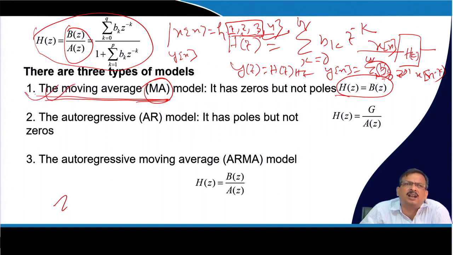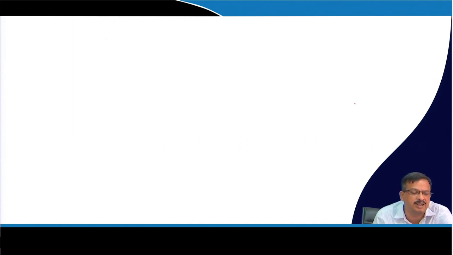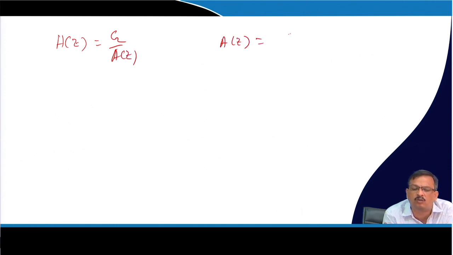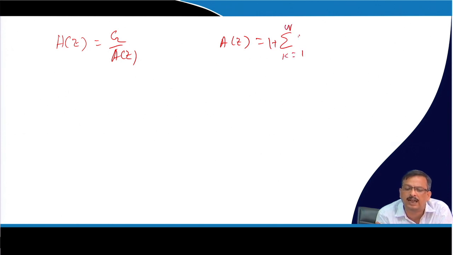Then the autoregressive model. What is the autoregressive model? H(z) is equal to G by A(z). G is the gain, and A(z) is equal to 1 plus the summation of k equal to 1 to q of a_k z to the power minus k.